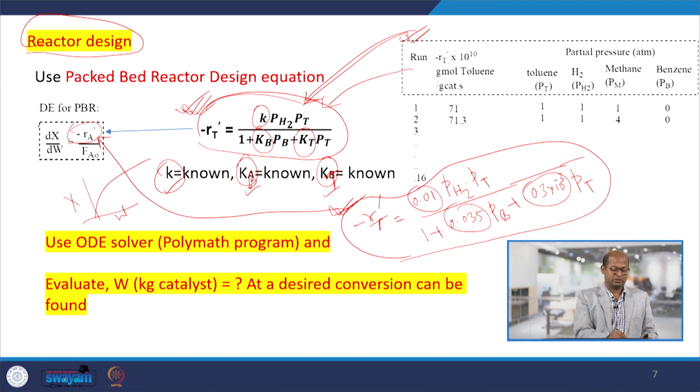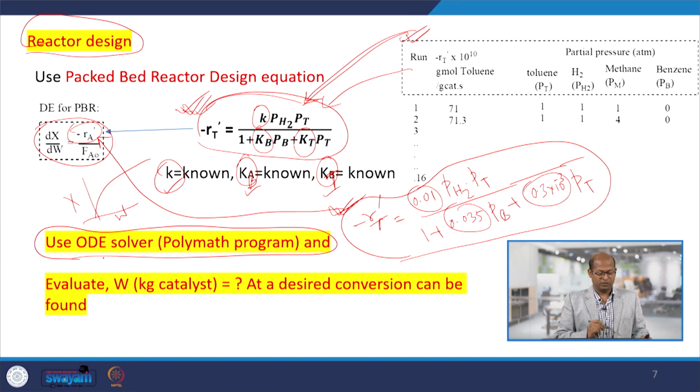Okay. So, these are ordinary differential equations. You have to solve these differential equations by Polymath. In the Polymath chapters, how to solve ordinary differential equations and nonlinear equations, we will discuss in our next class or some classes. That is, the Polymath program and how to solve ordinary differential equations and nonlinear equations from the experimental data and rate equations, that we will discuss.